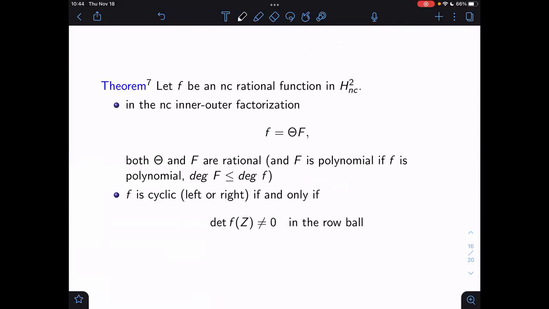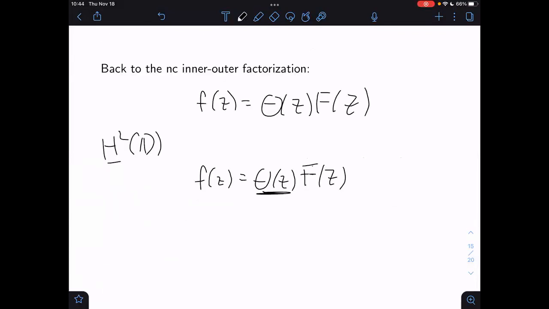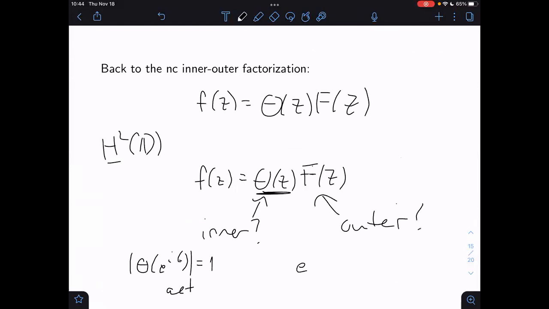Actually, before I do that, you can ask what are the inner functions? I mean, what do they look like? In the H2 case, we know that these are inner functions in the sense that the boundary values are equal to one in modulus almost everywhere on the circle. And then you can ask what do the outer functions look like? And of course you have this Riesz representation of the outer function as a Herglotz integral, et cetera.